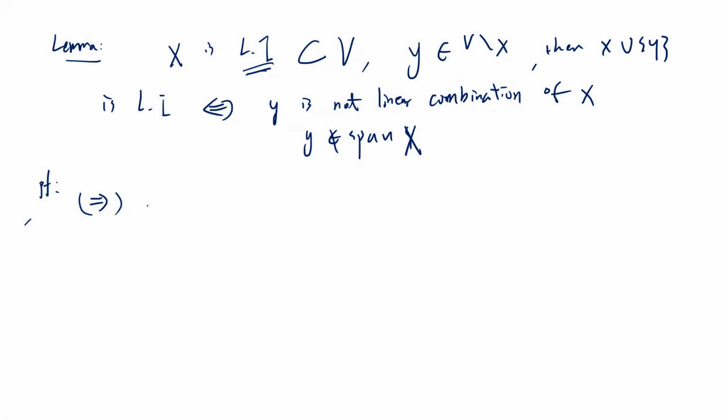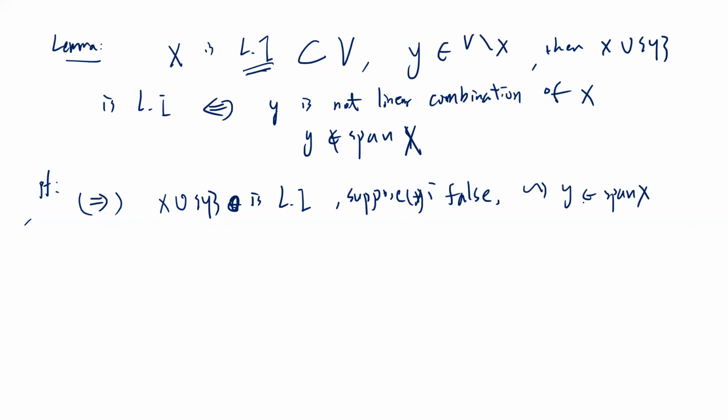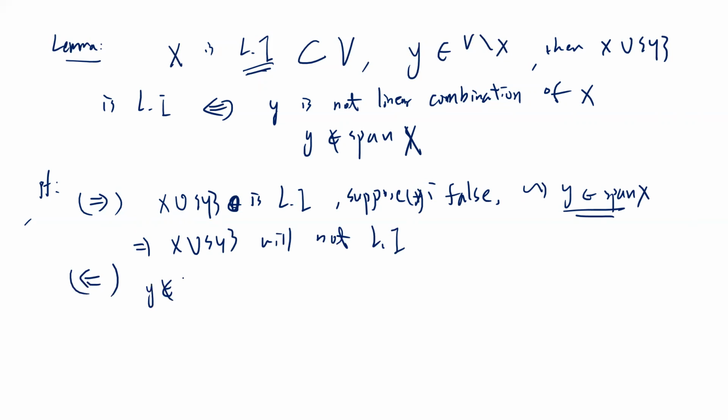So if you start from here, I can assume that X union y is linearly independent, but I suppose the converse statement is false. Then y would be in span X, right? But if y is in span X, then X union y will not be linearly independent, right? So this is trivial. Okay, so the second direction is that if y is not in span X, then I need to show that X union y is linearly independent.